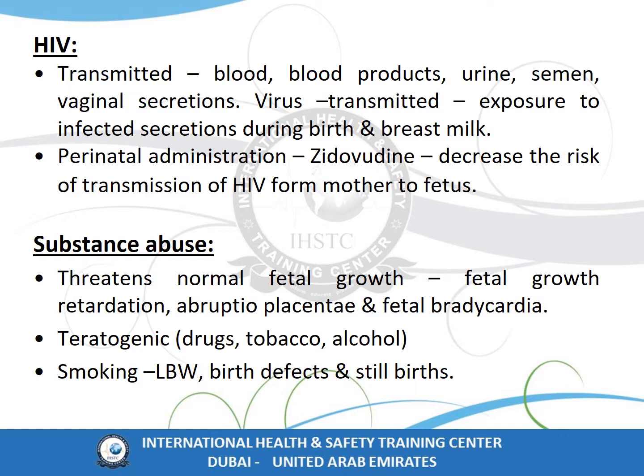Many substances cross the placenta and can be teratogenic, like certain drugs, tobacco, and alcohol, and no over-the-counter medications should be taken unless prescribed by the healthcare provider. Smoking can result in low birth weight and a higher incidence of birth defects and stillbirths.